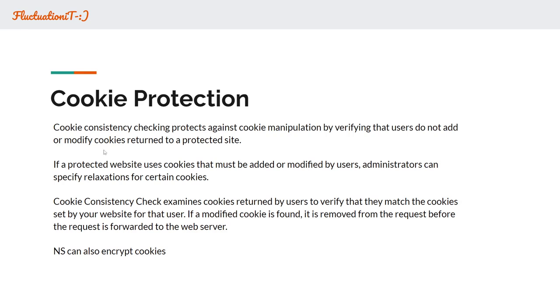So what is a cookie? Cookie consistency checking protects against cookie manipulation by verifying that users do not add or modify cookies returned to a protected site. My best solution is to do encryption, of course. If a protected website uses cookies that must be added or modified by the user, the admin can specify relaxation for certain cookies. The cookie consistency check examines cookies returned by the user to verify that they match the cookie set by your website for that user. If the cookie has been changed, it is removed from the request before the request is forwarded to the web server. So this is a big issue.